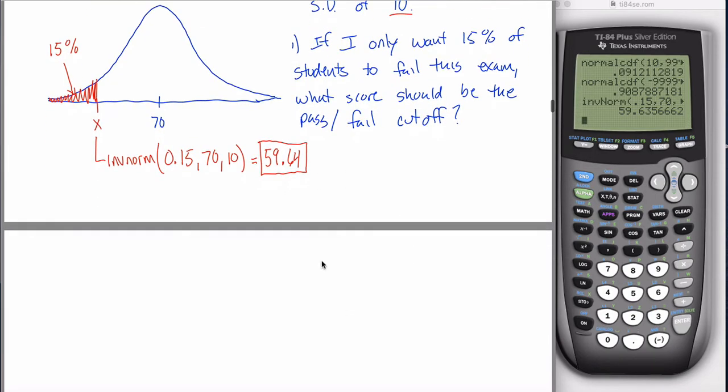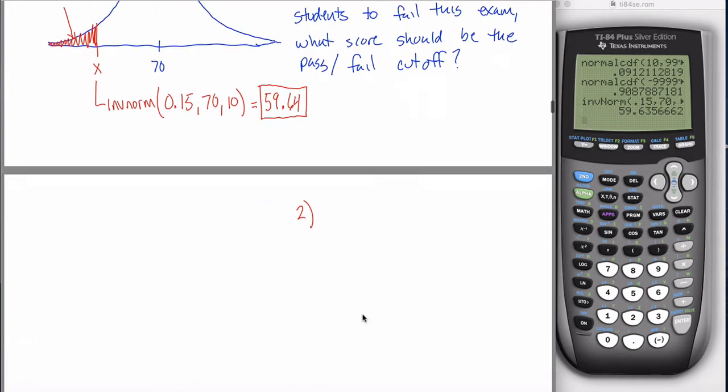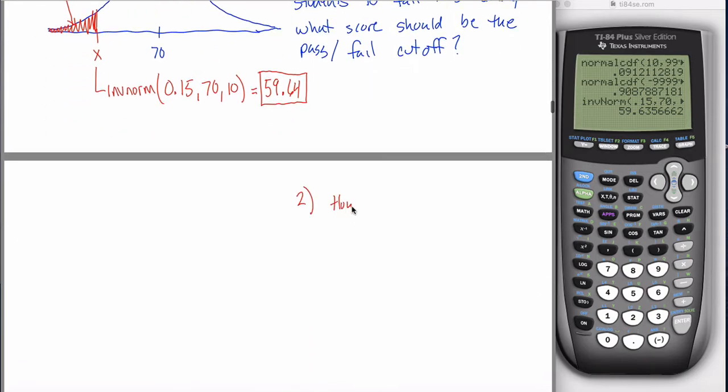Let me give you a couple more examples. Example 2, let's stick with this same problem so I don't have to write up another scenario. I still have a test. I still know that scores are normally distributed with a mean of 70 and a standard deviation of 10. How high do you have to score to be in the top 5% of all people taking this test?